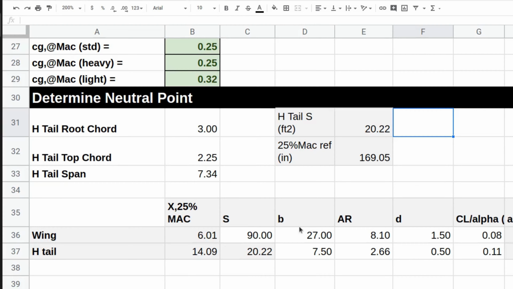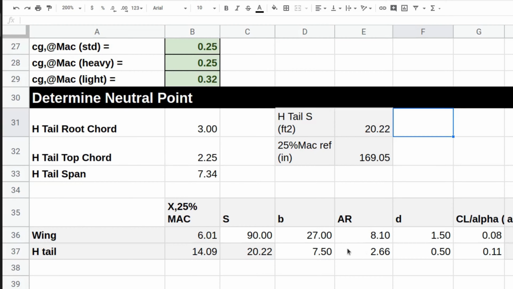And we got our span of 27 for the wing, 7.5 for the tail. Now that span was based on wanting to be able to fit the tail into a trailer with an 8-foot wide opening at the back. So I've got the aspect ratio for each one. Remember we were talking about having a low aspect ratio for the horizontal tail compared to the main wing. The main wing is roughly 8, horizontal tail is roughly 2.5, so that is definitely a low aspect ratio tail.